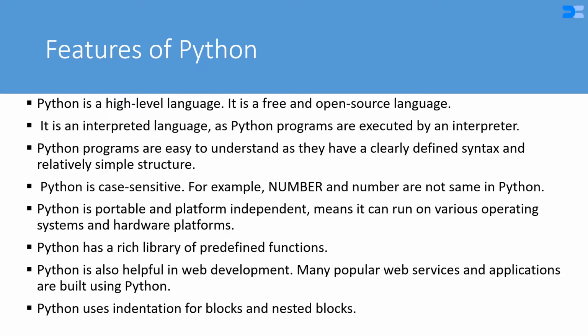Features of Python. Python is a high-level language. It is a free and open-source language. It is an interpreted language, as Python programs are executed by an interpreter. Python programs are easy to understand as they have a clearly defined syntax and relatively simple structure. Python is case-sensitive. For example, uppercase NUMBER and lowercase number are not the same in Python. Python is portable and platform independent, meaning it can run on various operating systems and hardware platforms.